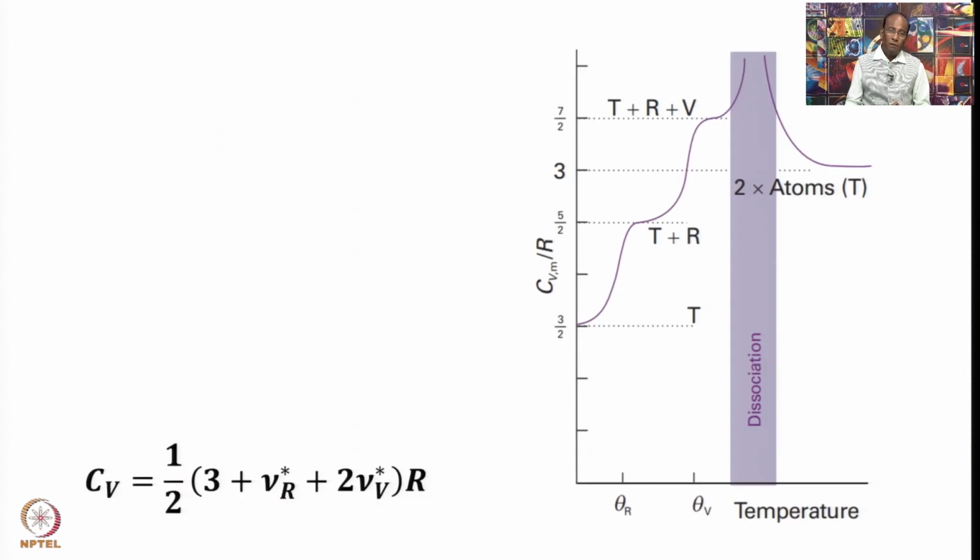Now, there is one more contribution which one can talk about, the electronic contribution to the constant volume heat capacity. Once again, if the vibrational energy levels are so far apart that even under normal conditions of temperature the vibrational contribution to heat capacity is very, very small, then the electronic levels, which are further apart from each other, the electronic contribution is negligible then.